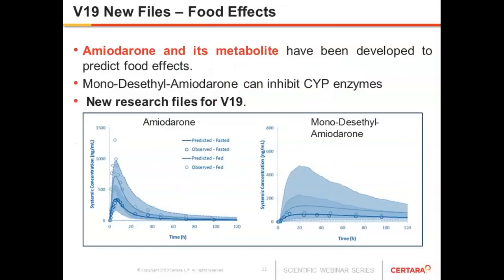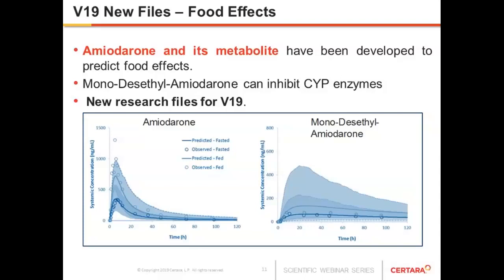One of the other files that we've added in version 19 is for amiodarone and its metabolite monodesethyl amiodarone. And this file has been specifically developed to be able to predict and simulate the effects we see after amiodarone is dosed in the presence or absence of food, where we see a positive food effect, an increase in the systemic exposure when amiodarone is dosed in the presence of food. And the graphs at the bottom here show some of the simulations that have been conducted with overlaid clinical data as the open circles. The solid line at the bottom shows the plasma concentration that is observed after amiodarone is dosed in the fasted state.